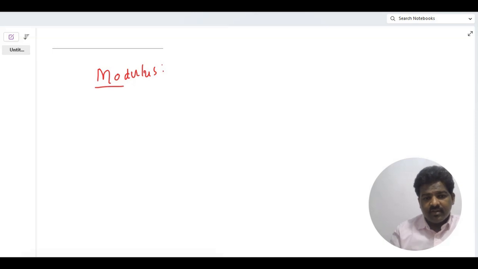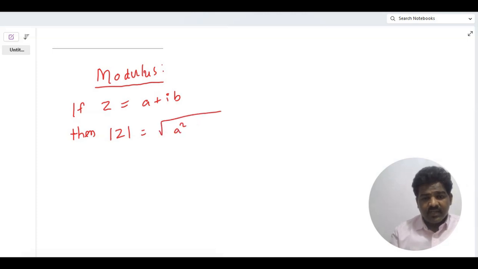Modulus of a number, very simple. Modulus of a number means, if z equals a plus ib, then the modulus of z will be equal to under root of a square plus b square. Okay, this is the modulus of a complex number.